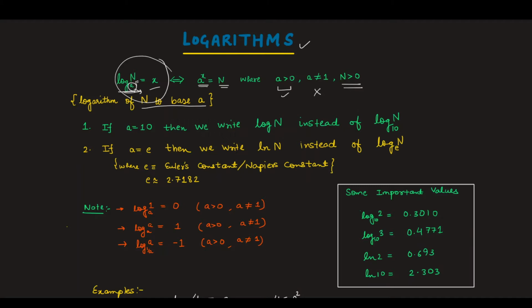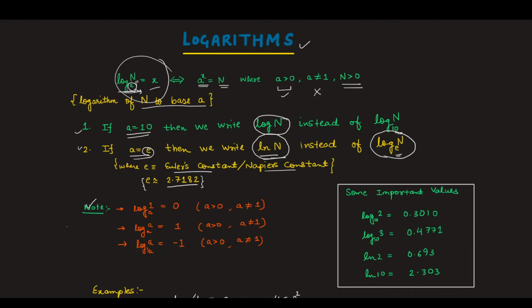Okay, so if a is 10, if the base is 10, then we simply write log n. We don't write 10 here as a notation. And if a is e, you know what e is? e is Euler's constant or Napier's constant. It is an irrational number, just like pi. Its value is 2.7182. You don't actually need to remember this, but remember this ln thing. We write log n to the base e as simply ln n.